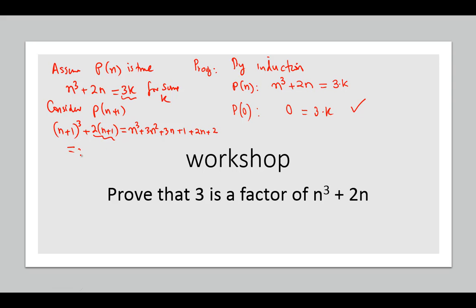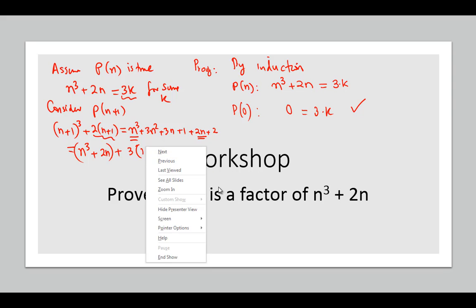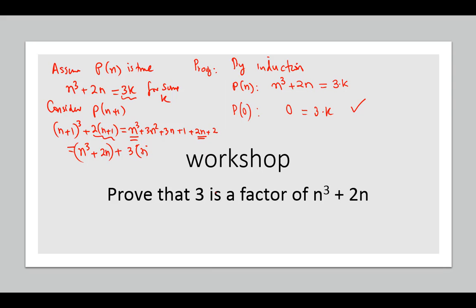So this gives us n cubed plus 2n, so I'm going to take these two terms, and then I'm going to gather the other terms. The other terms are 3n squared plus 3n plus 3, so I'm going to factor out 3. So 3 times n squared plus n plus 1, because 1 plus 2 is 3.